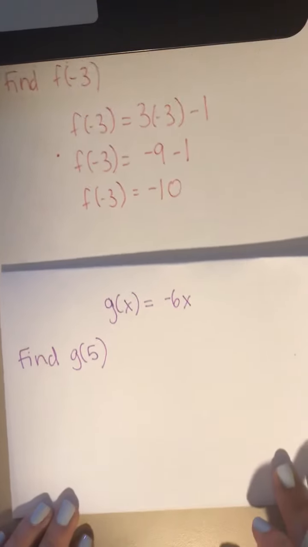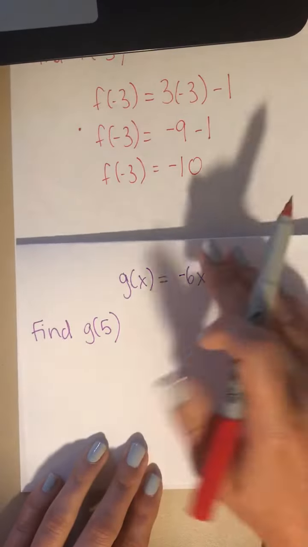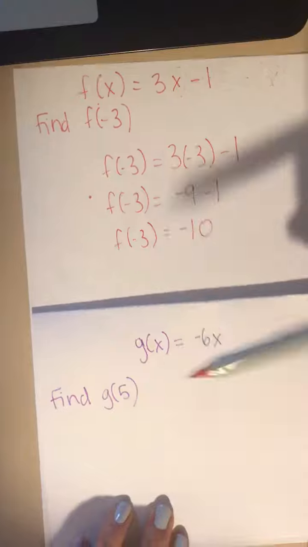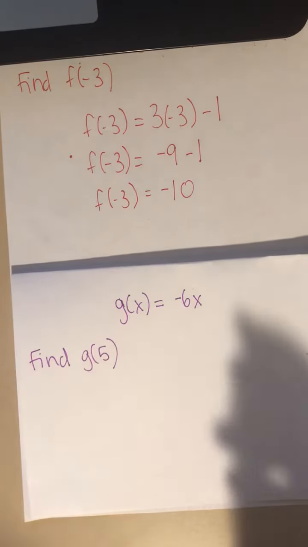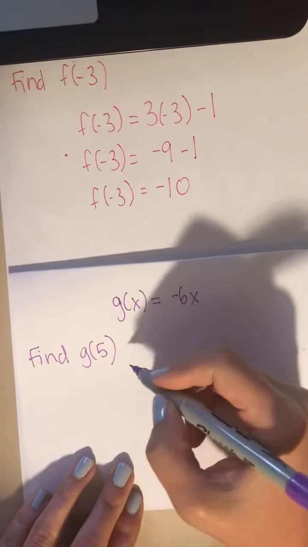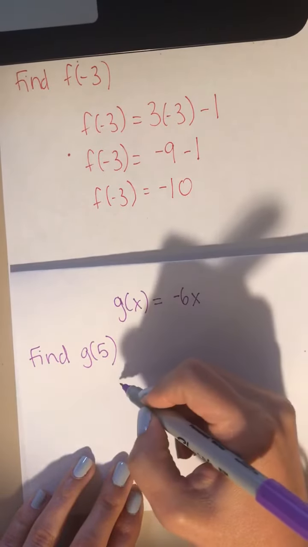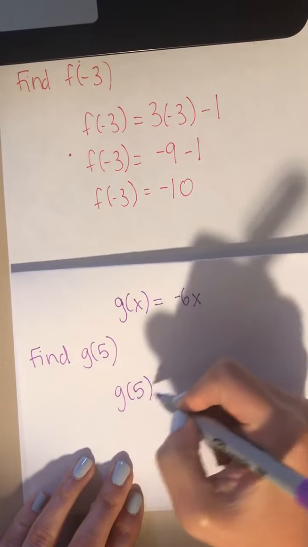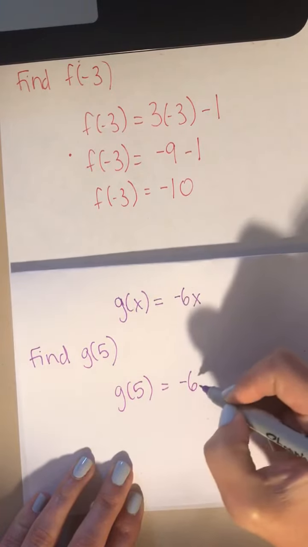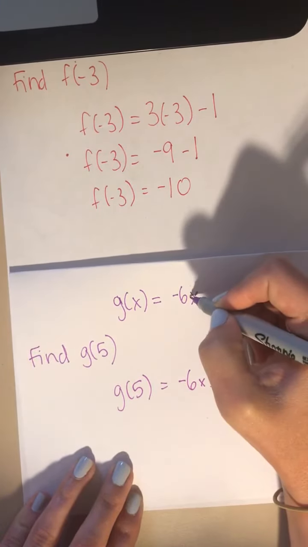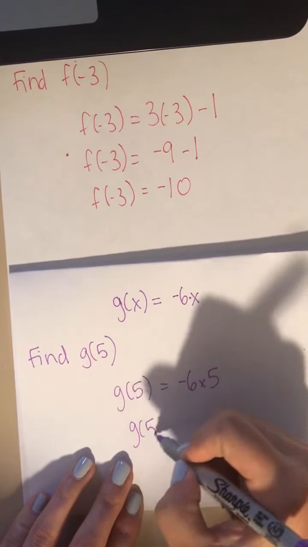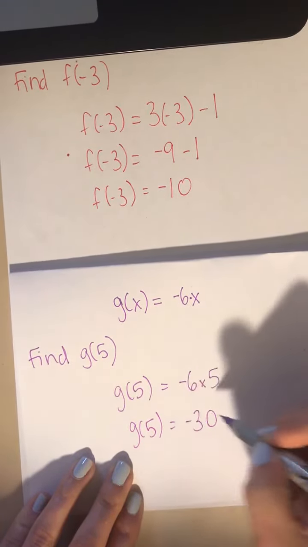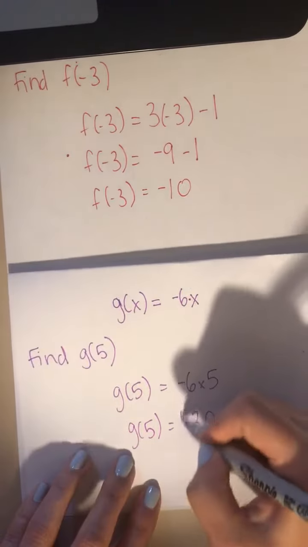You might also see something written like this, g of x. You might see it either with an f or with a g. g of x equals negative 6x. So find g of 5. So let me plug in the 5 wherever I see the x. So g of 5 equals negative 6, and then I'm going to plug in times 5. Remember, there's an imaginary multiplication symbol in here. So negative 6 times 5 equals negative 30. So my answer would be negative 30.